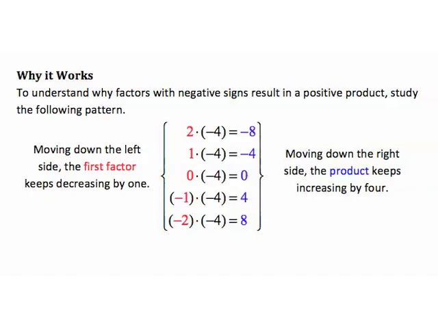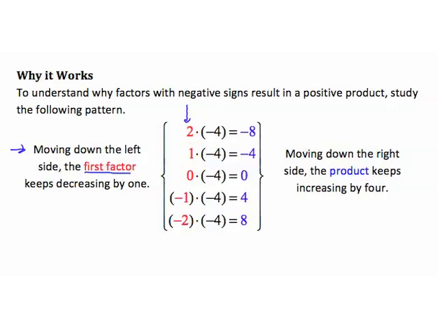So looking at those sign rules for multiplication and division, you might have wondered how a negative times a negative can end up being a positive. So let's take a look at why it works. To understand why factors with negative signs result in a positive product, study the following pattern. In this pattern here, moving down the left side, the first factor, the red factor, keeps decreasing by 1. So if we go down this column, you can see that first factor keeps decreasing by 1. We have 2, 1, 0, negative 1, negative 2.